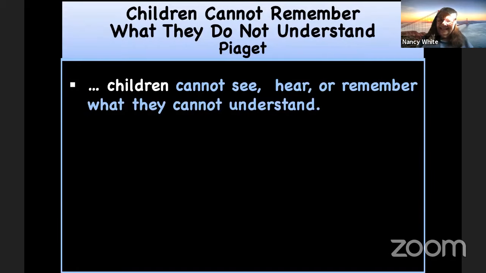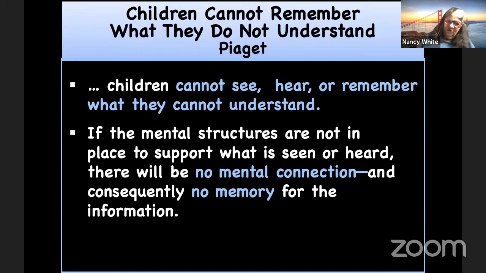Piaget: children cannot see, hear, or remember what they cannot understand. If the mental structures are not in place to support what is seen or heard, there will be no mental connection and consequently no memory for the information.